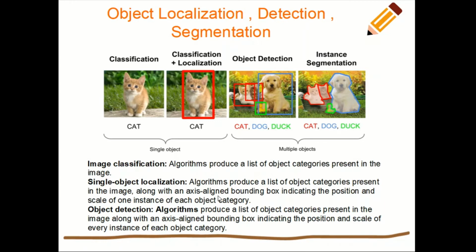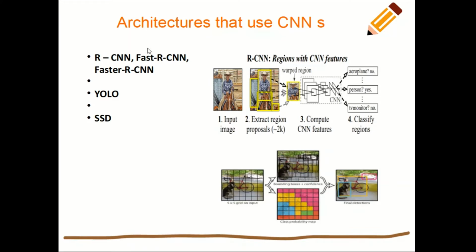Now, what are the architectures which are available to do these tasks? Some of the architectures that are currently state-of-the-art approaches are like R-CNN, then Fast R-CNN, then Faster R-CNN, with different kinds of performance improvements over this. So these are like region-based CNNs. Okay. So what is the approach in the region-based CNN?